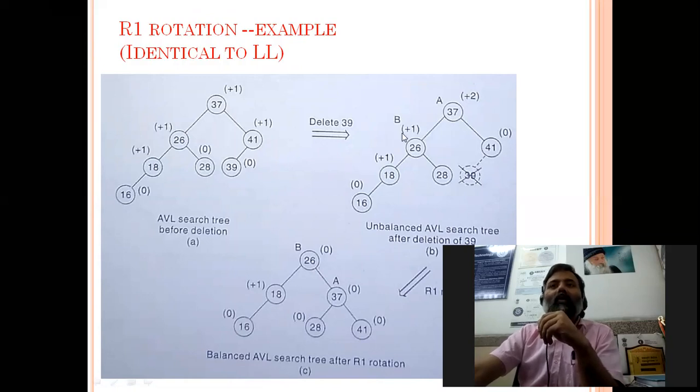This node B, the left child, has balance factor plus 1. Rotation technique R1. This B becomes root and no change will be here. So 26 is root, no change here. A becomes the right child, that is 37 becomes right child, no change in the right subtree of A. Same here. The right subtree of B will become the left subtree of A. So this 28 becomes the left subtree of A. Okay.